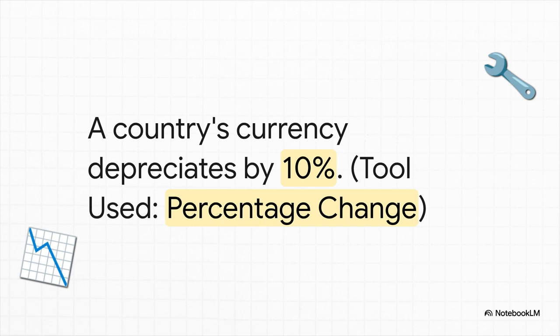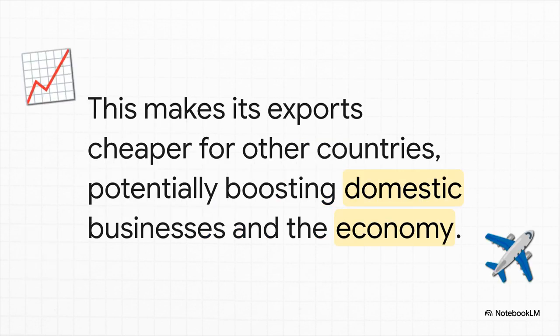Right off the bat, notice how we're talking about this. A 10% change. That's our first tool, right there in the description of the problem. Okay, so what does that actually mean? Well, our exchange rate tool tells us that a weaker currency makes that country's stuff cheaper for everyone else to buy. That could mean they sell a lot more exports, which is usually great news for their local businesses and the economy as a whole.